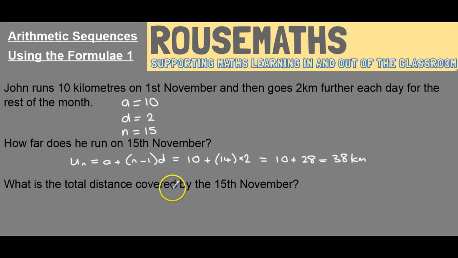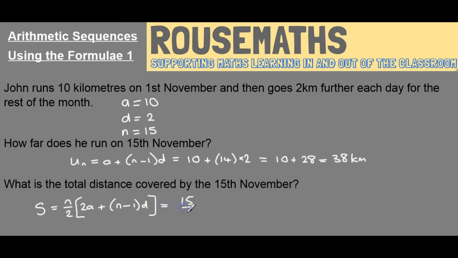Now, as for what is the total distance covered by the 15th of November, what we're looking at there is his first run and his second run and his third run, all the way up to his 15th run. So for this one, we'll need to substitute into the rule for the sum, which is that. And don't forget, you need to be able to derive this. There's a video on that if you need it.